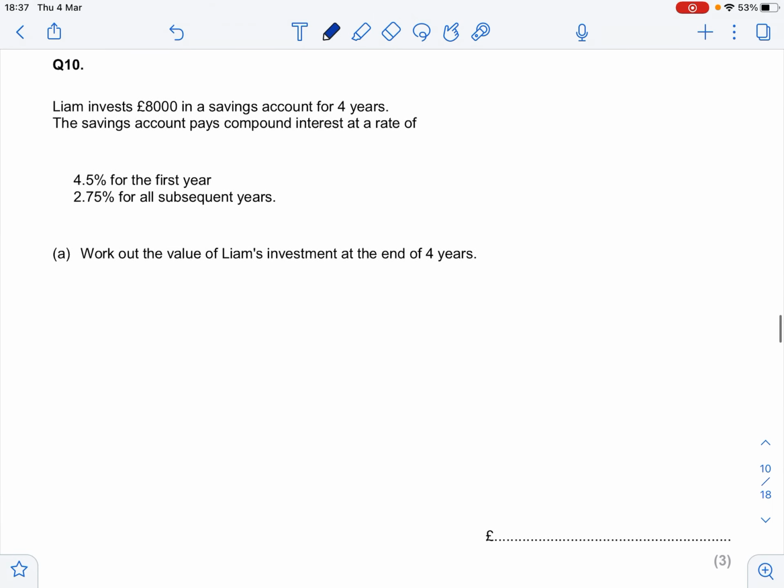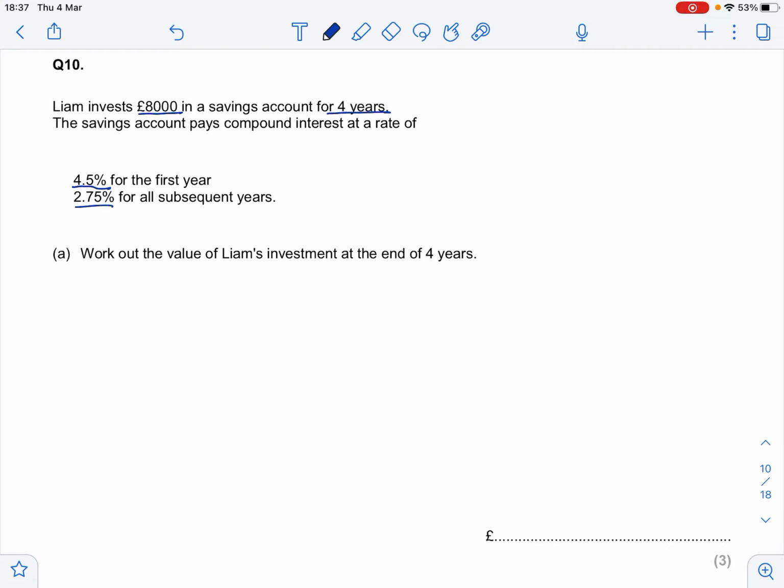Question 10. Liam invested £8,000 in a savings account for 4 years. The savings account pays compound interest at 4.5% in the first year, and 2.75% for the subsequent years. Work out the value of Liam's investment at the end of year 4.